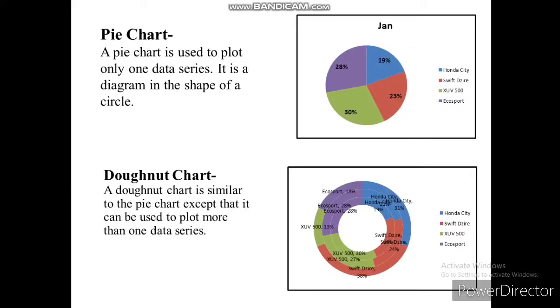A data series is represented by individual rings. Each section on a ring displays the contribution of an individual item to the total of all items in a particular series.